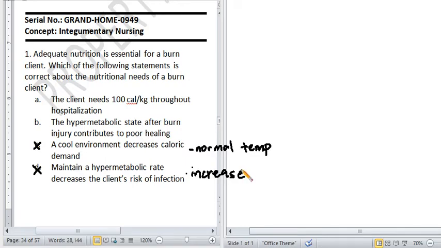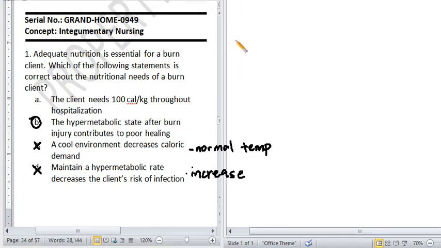So that leaves us with only A or B. The answer here is B. Hypermetabolic state after burn injury contributes to poor healing because, like I said, in a hypermetabolic state your energy is being used. So instead of spending that energy to heal the wound, it is used in other parts of the body. So the answer here is B.